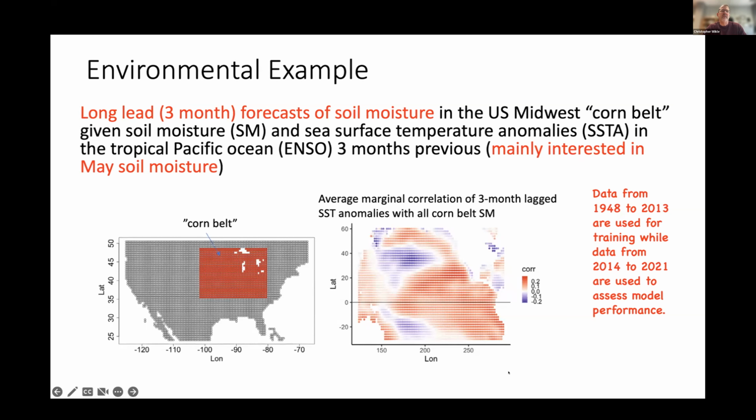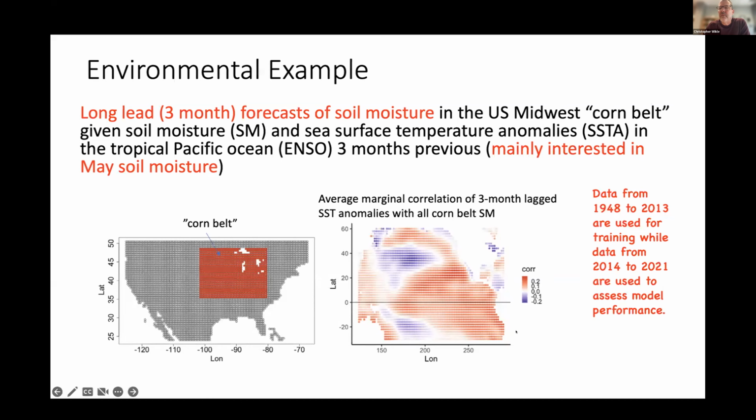We were interested in long lead forecasts of soil moisture in the Midwest US. This is sometimes called the Corn Belt, because a lot of corn, maize production happens here. We're thinking about what would happen in terms of the Pacific sea surface temperature anomalies, which we know have a lot of impact through El Nino, La Nina, and also through other kinds of teleconnections. So how would those, 3 months before, and the lag soil moisture, impact our ability to predict soil moisture in the future? That would be important because if you're a producer of corn, knowing what the soil moisture conditions would be 3 months ahead of time would potentially help you decide on your management practices.